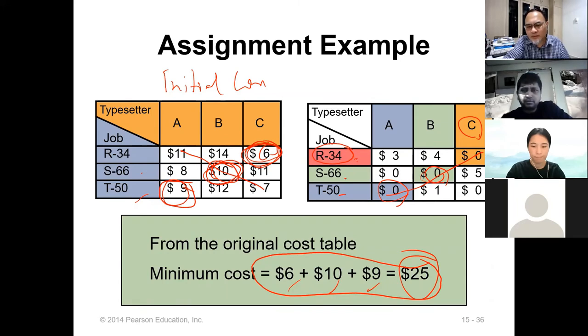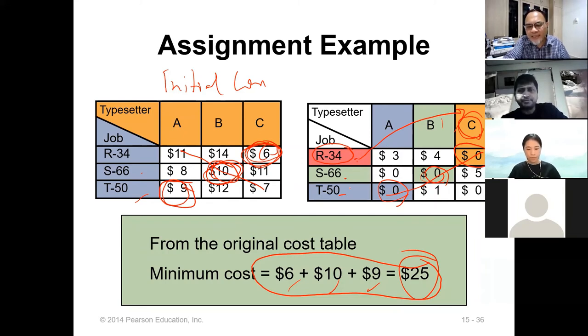First, we start with R34. Which is the cheapest? C, right? Zero. Don't think about zero. C. R34 is C. So I now have two more jobs which need to be assigned.